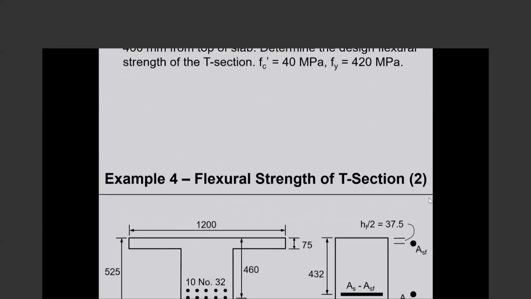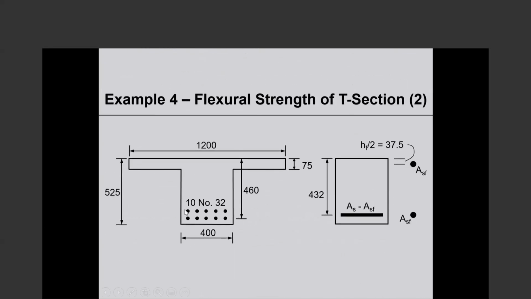And 10 number 32 obviously had to be placed in 2 layers. 1 layer would not do. So all the dimensions are the same. 525 total depth, 400 is the width, 460 is now not the effective depth, but the depth to the extreme tension layer. D sub T is now 460, okay, as clearly shown in the picture.